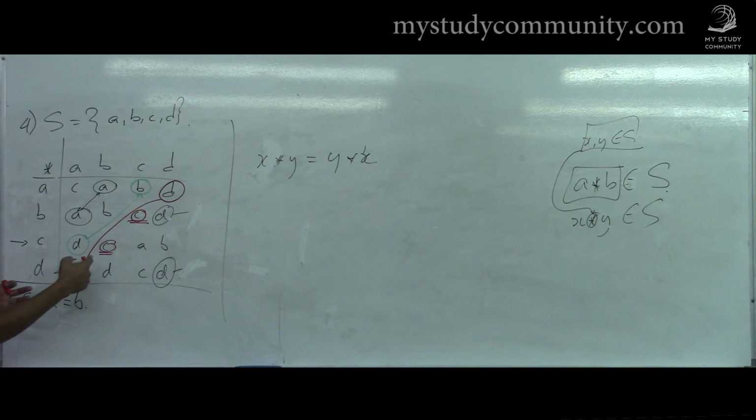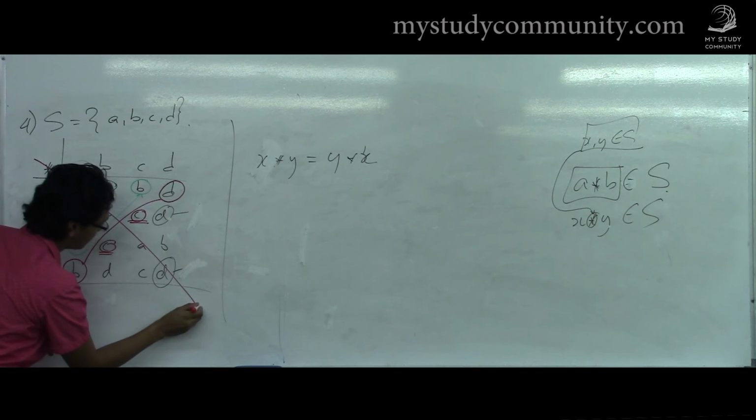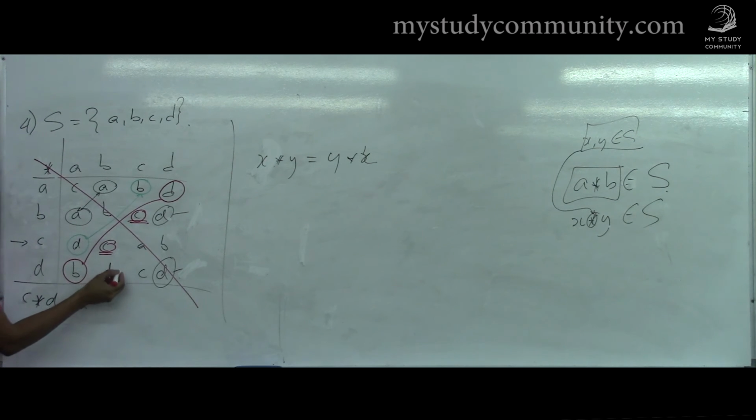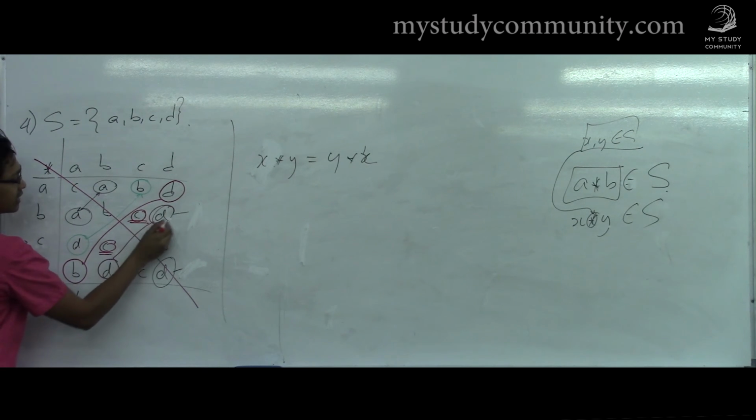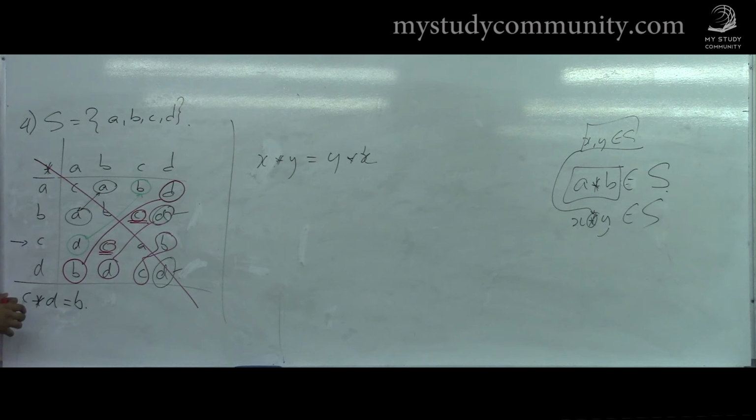Anybody seen a pattern? If this is the main diagonal, then it would have made sense to show that it is symmetric about the main diagonal. You all see that? But this is not symmetric about the main diagonal. So it is not commutative. You all follow?